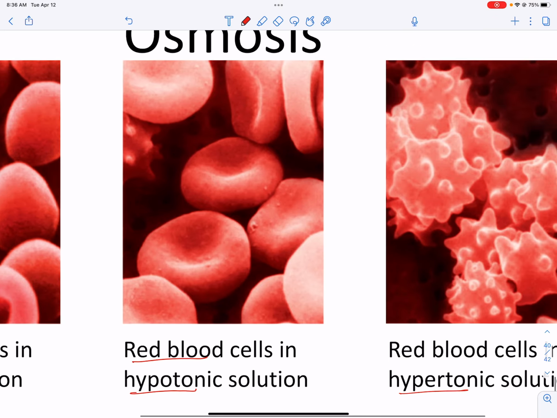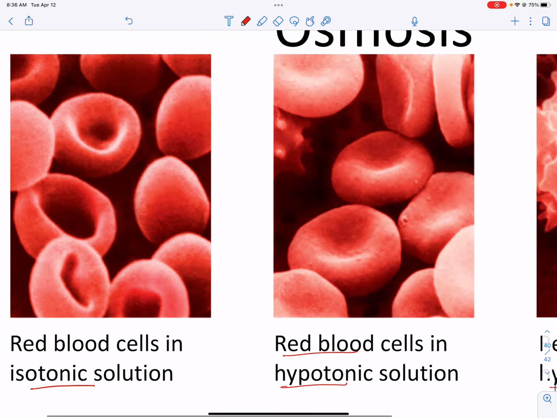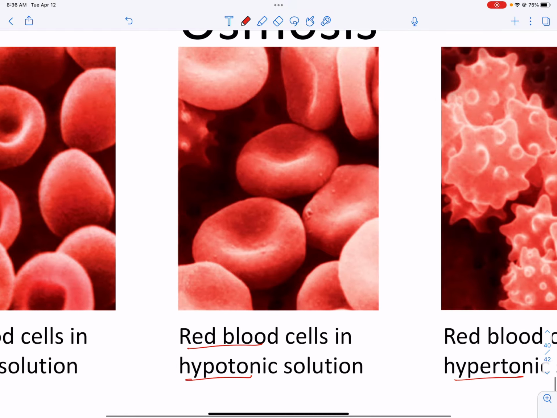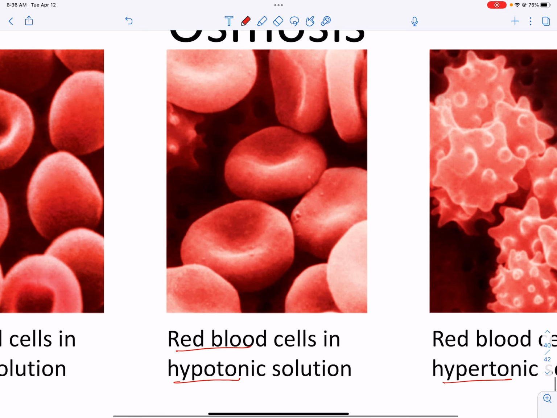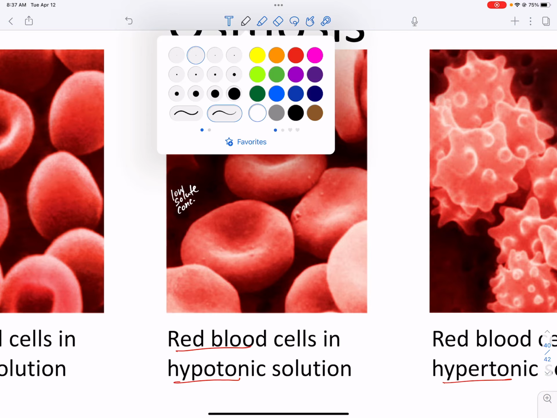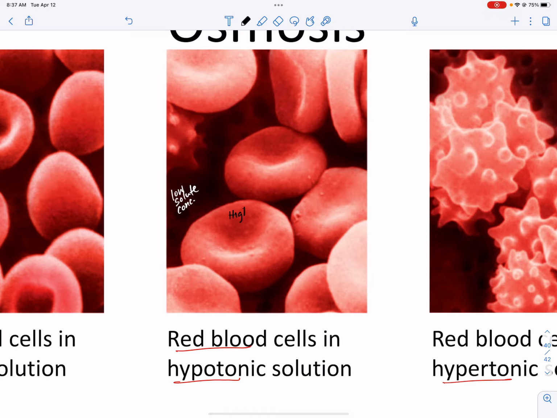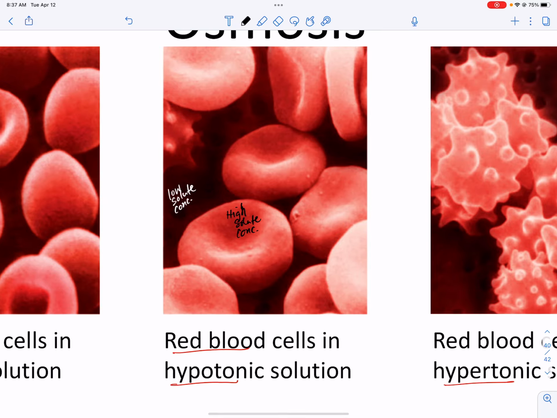But they look different in the hypotonic solution. They look swollen, like way more puffy than the ones on the left here. And why is that? I always have to change the color of my pen because red won't work on this picture. But I'm going to draw on this picture, and you should too. So for a hypotonic solution, what does that mean? That means the solution outside of these cells has a low solute concentration. And that means inside the cells we have high solute concentration.